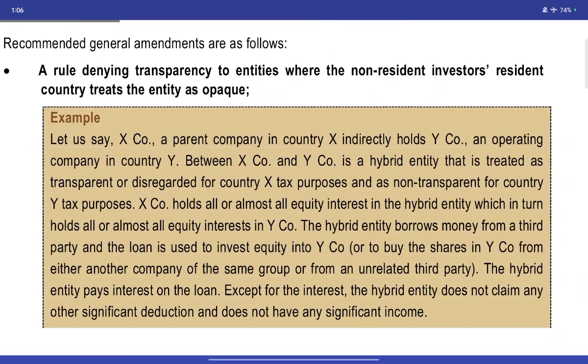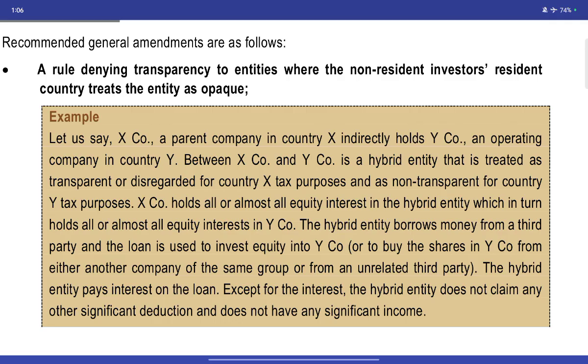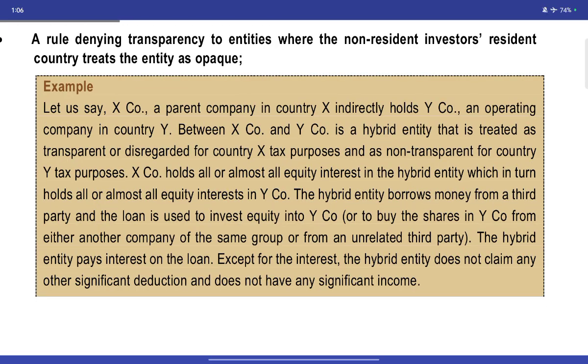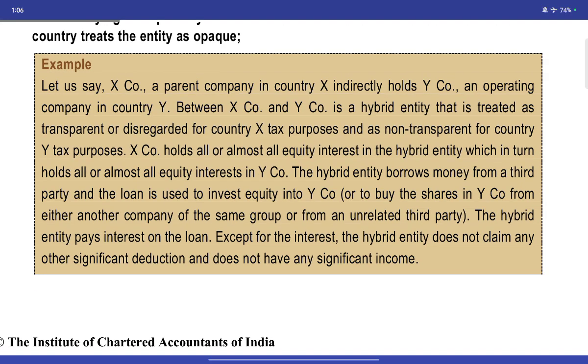Recommended general amendments are as follows. A rule treating as transparent those entities that the non-resident investors' resident countries treat as opaque. Example: let us take X Limited as a parent company in country X, which indirectly holds Y company, an operating company in country Y.